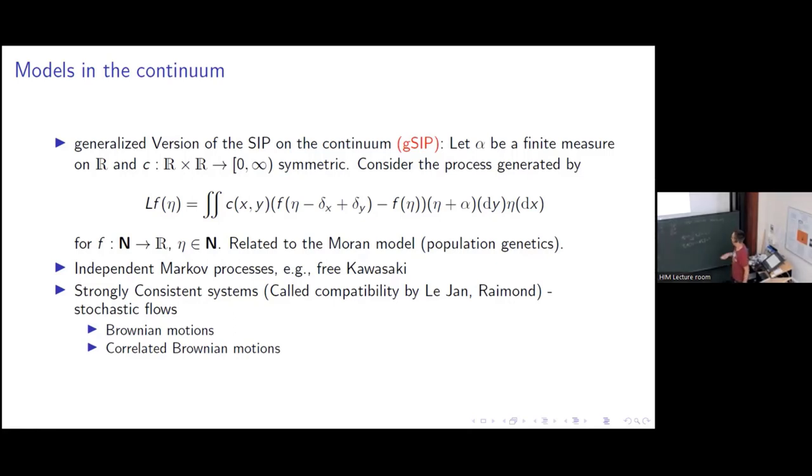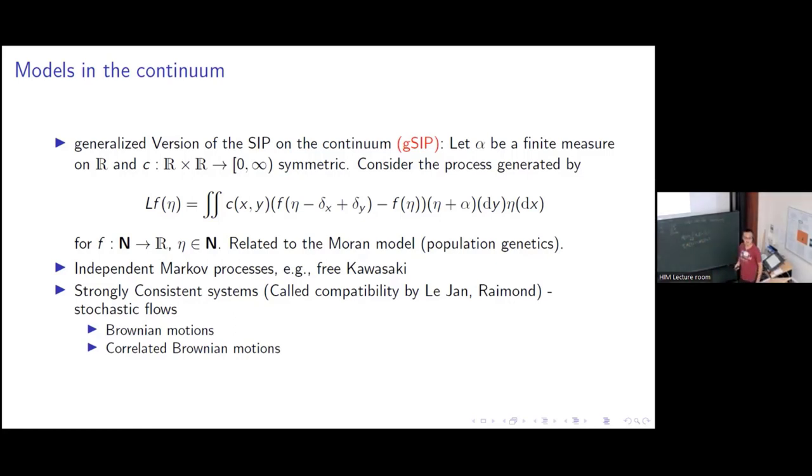There are also some other models. If you look, for example, at these independent random walkers, it turns out you can take an arbitrary Markov process, whatever you want, and then just let evolve independent copies of them. Yes, so that is also a model. And one other model you can also look at are these strongly consistent systems. These are the consistent systems of yesterday. And here, for example, there are sticky Brownian motions or some correlated Brownian motion. I think they were also mentioned yesterday.